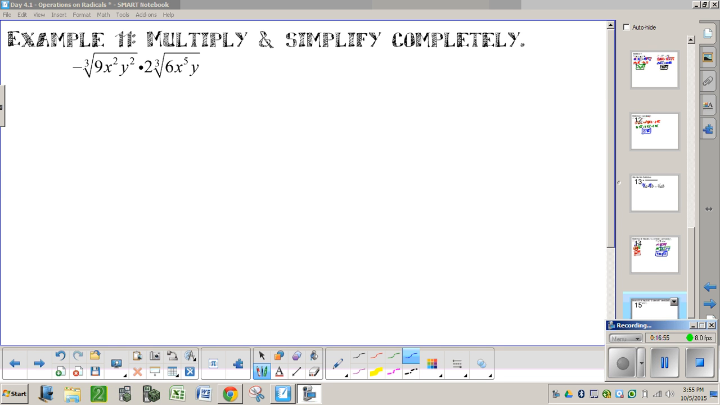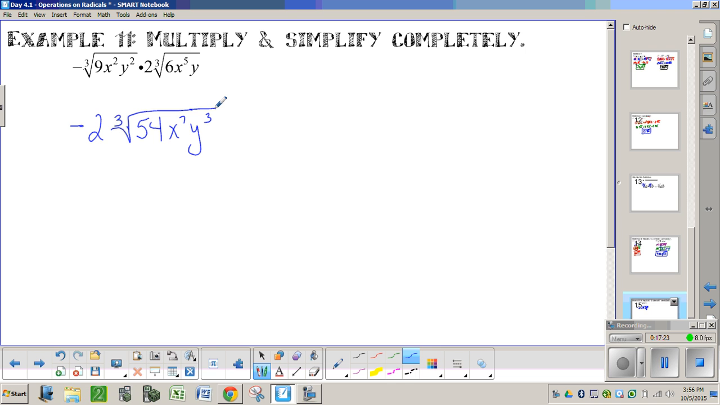Remember, when we first started this section, I said as long as they have the same index value, you can multiply them together. So notice there's a negative in front of the first one. So that's going to be negative 2. And we're working with cubed roots on this one. You're still just multiplying inside your cubed roots. So you have 54 x to the 7th, y to the 3rd. Remember, when you multiply like bases, you add your exponents.